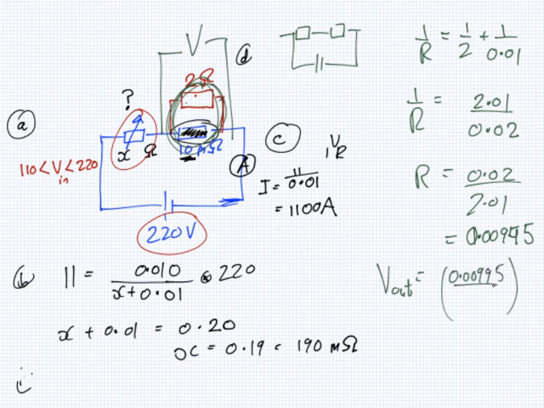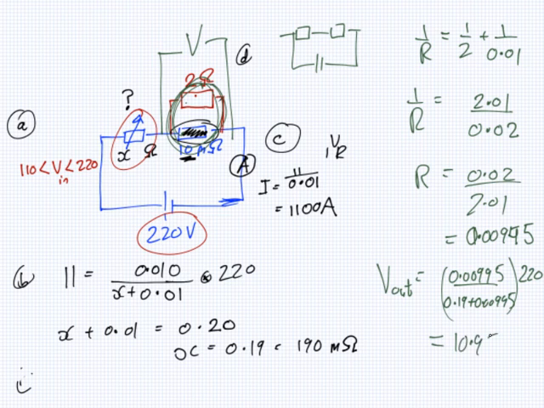Now if I use my voltage formula here for V out, I get V out equals 0.00995 over, now I didn't say this in the question, but we imagine the X has stayed the same, so the X plus the R, 0.19 plus 0.00995. What's that, please? Oh yeah, sorry, times 220. What do we get? 10.95.